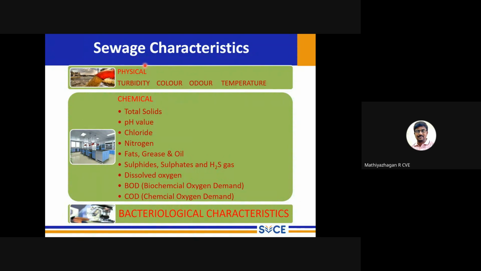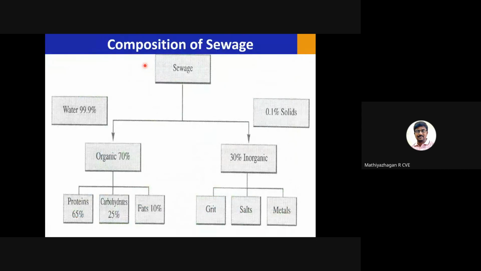domestic reuse, but some industries get water from the Chennai Corporation, treat it, and use it for their manufacturing purposes. One example is CPCL, which does that work. So that 0.1% solids creates a problem. Among these 0.1% solids, 70% is organic and 30% is inorganic solids.